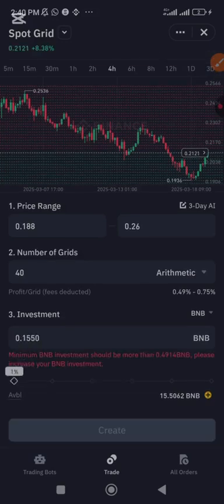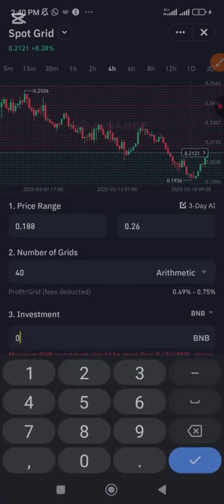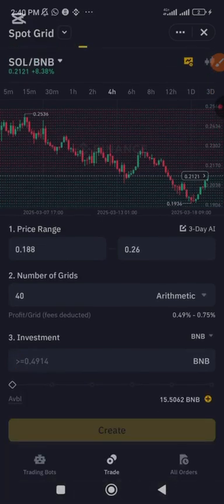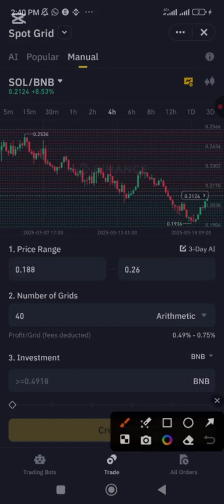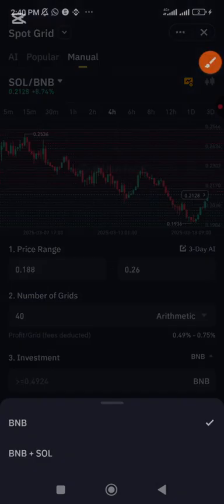BNB. You can also choose to invest both BNB and Solana, but sometimes when the volatility is high, the system will force you to use only one currency. But if the volatility is not high, you can click here, this side I pointed the arrow. You can use this side to change the currency, change it to BNB and SOL. That means you are providing both BNB and SOL. That means you already have SOL that you want to sell, so they don't need to use your BNB to buy it automatically for you.